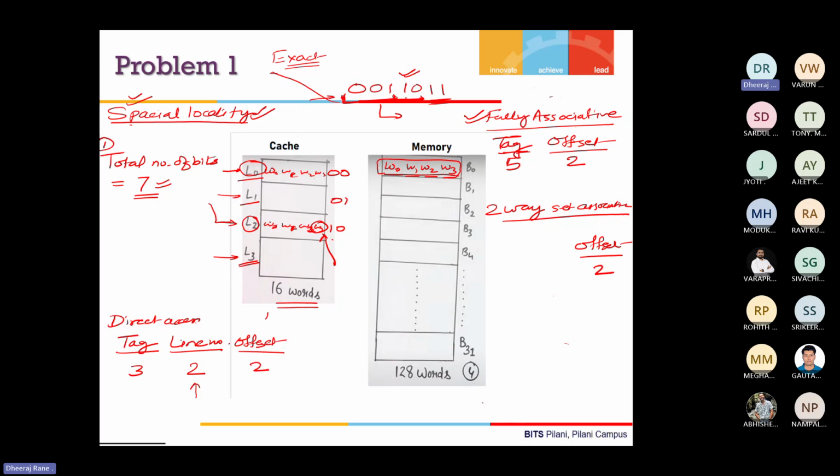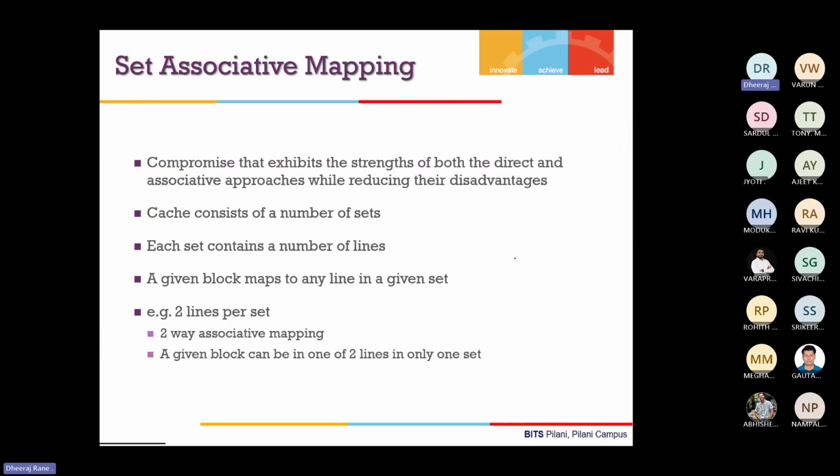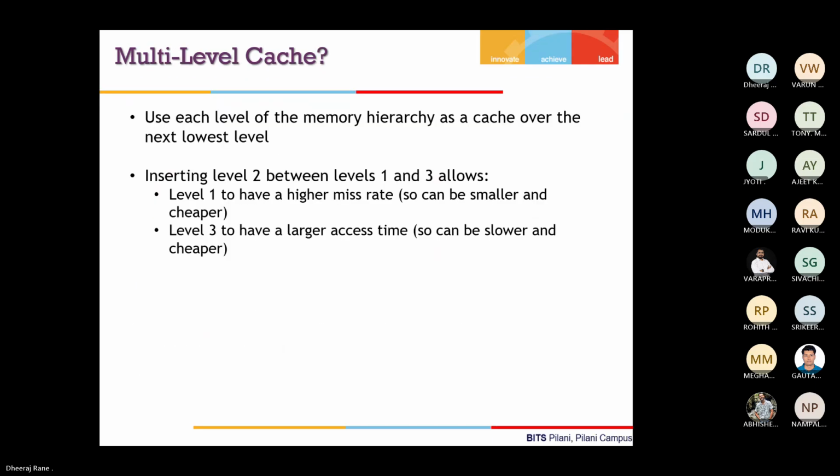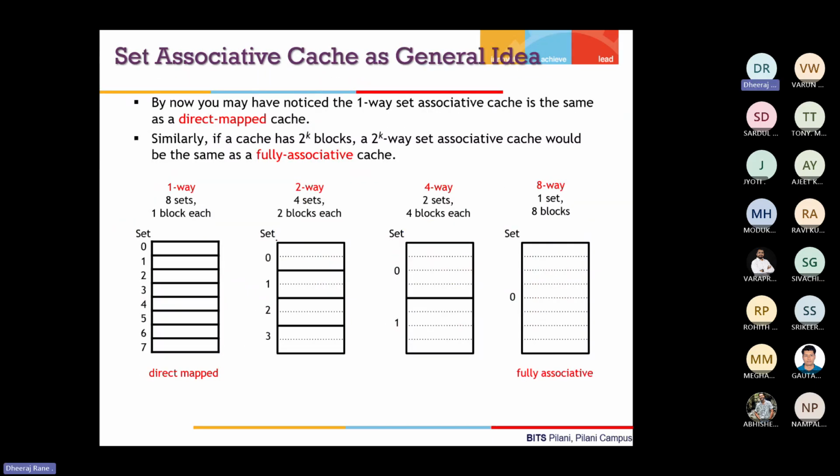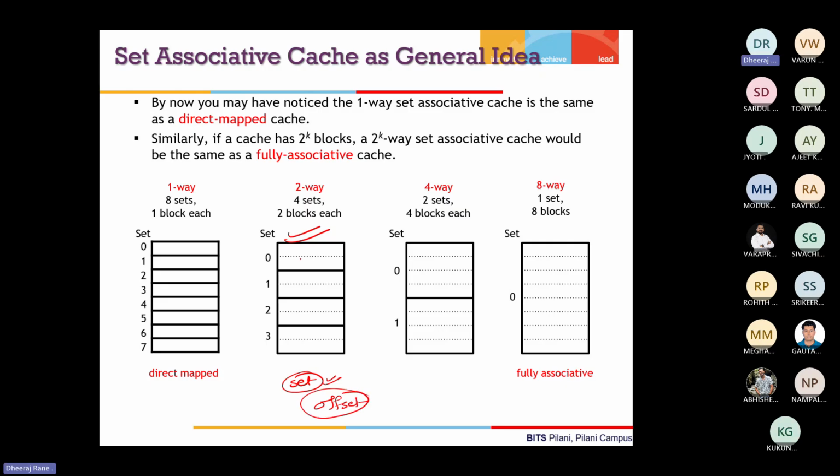Next will be the set number, because we are utilizing two-way set associative. If you go to the diagram of two-way set associative, this is the case. This is your two-way set associative. To identify a specific set, earlier we were dealing with the offset, that within a block, what will be the value?